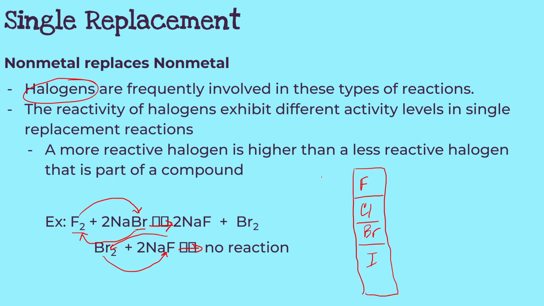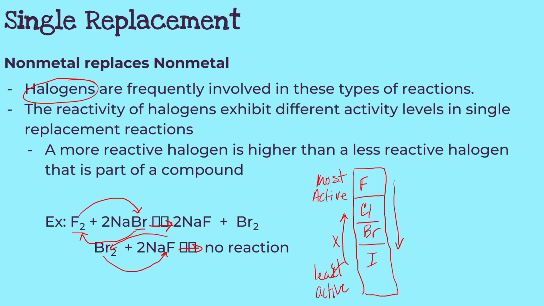So fluorine is the most active, and it can kick out anybody below it. And iodine is the least active, and it can't kick anybody out. Okay, so most active, fluorine.